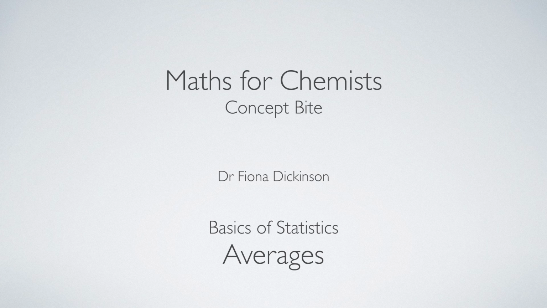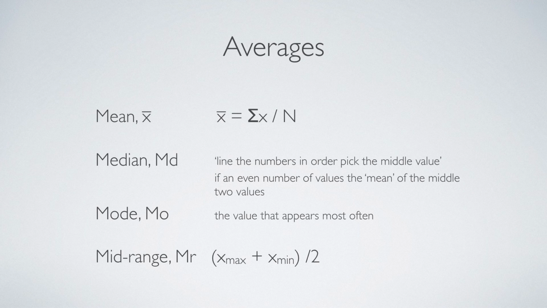This concept bite is covering some of our basic statistics, specifically averages. Now, most people will be familiar with three types of average from school: the mean, the median and the mode. But I'm also going to add in a rough and ready average called the mid-range, which is quite often used in analytical chemistry. The slide here just includes a summary of the averages.